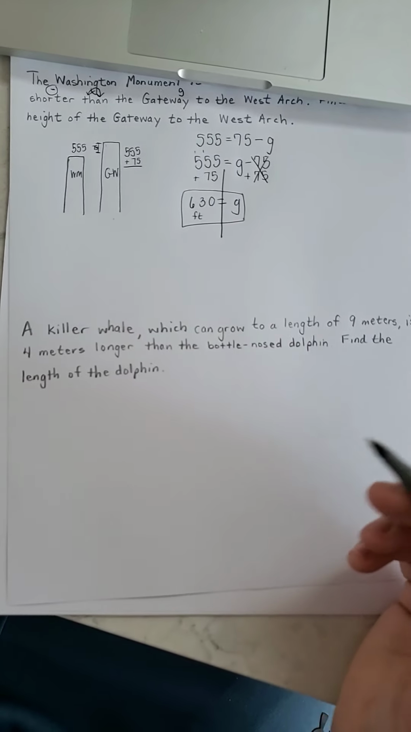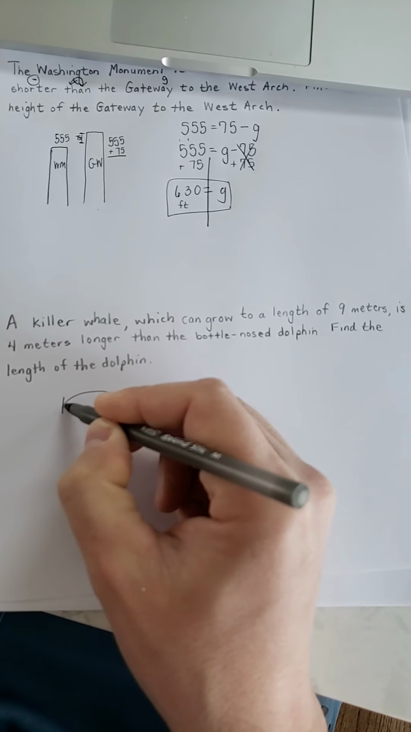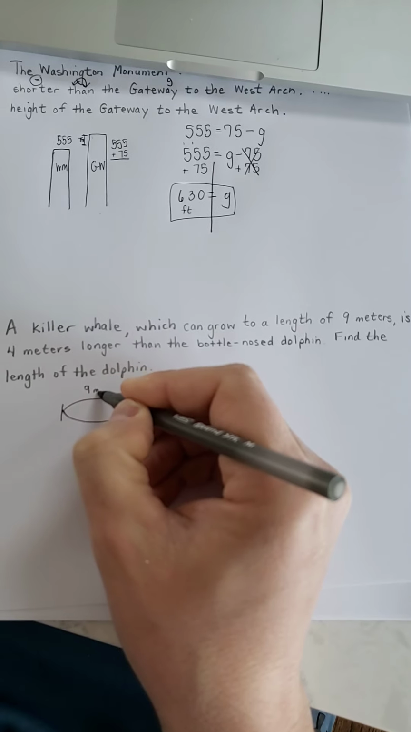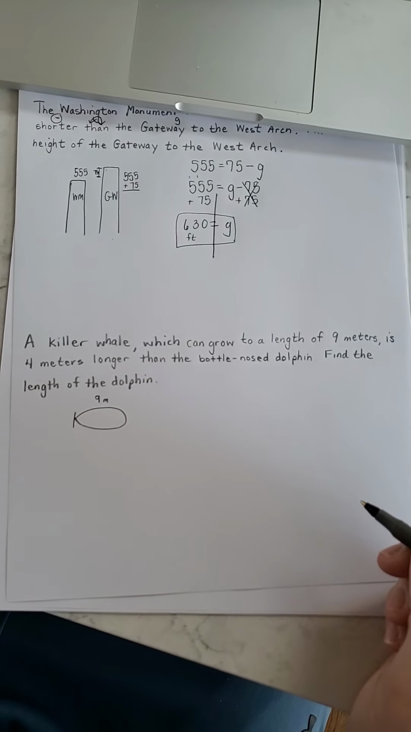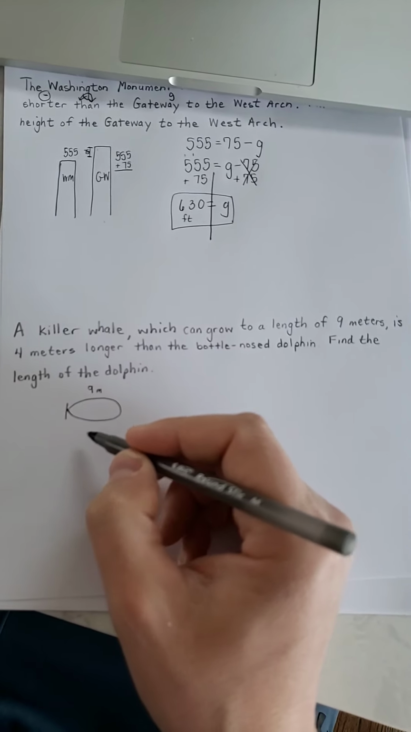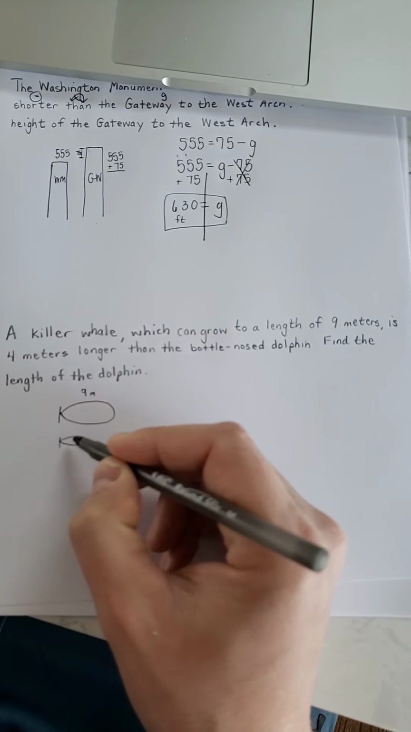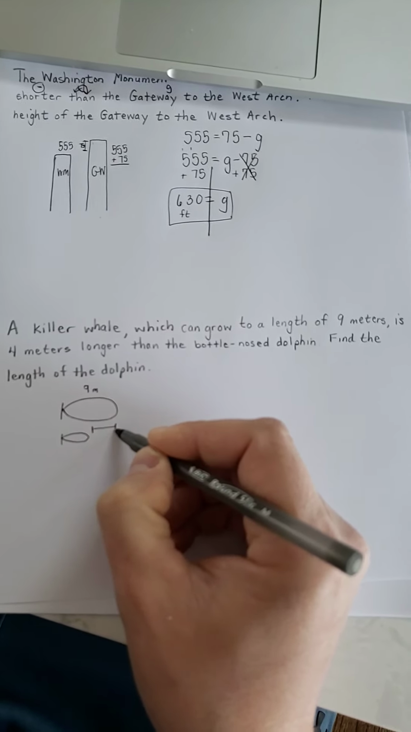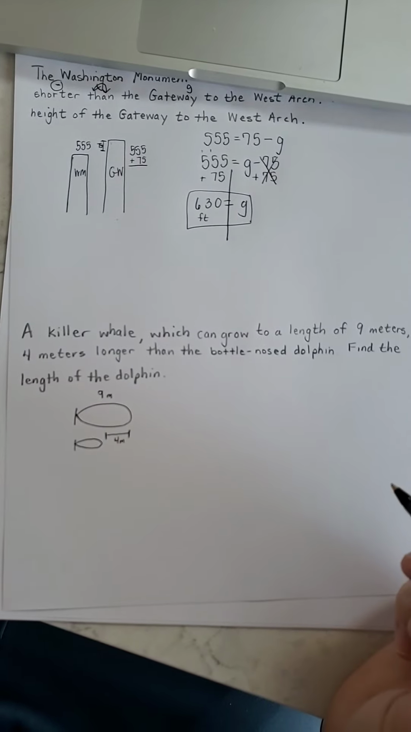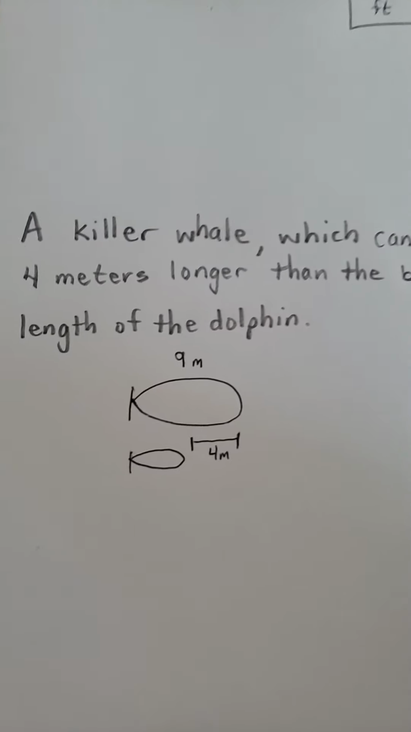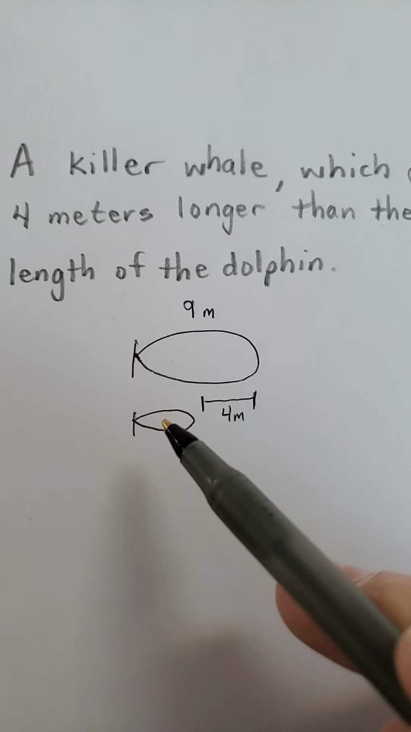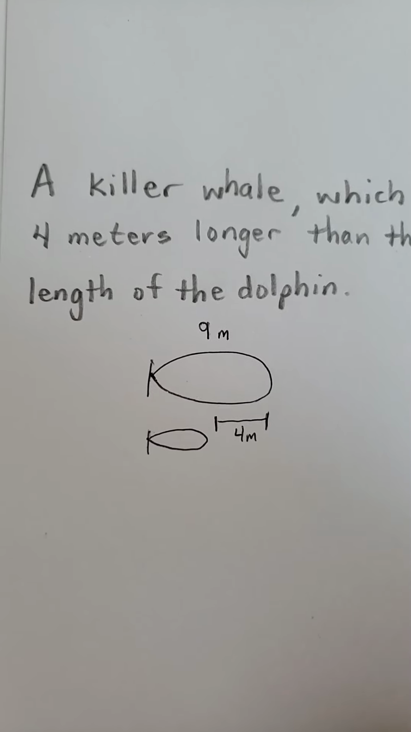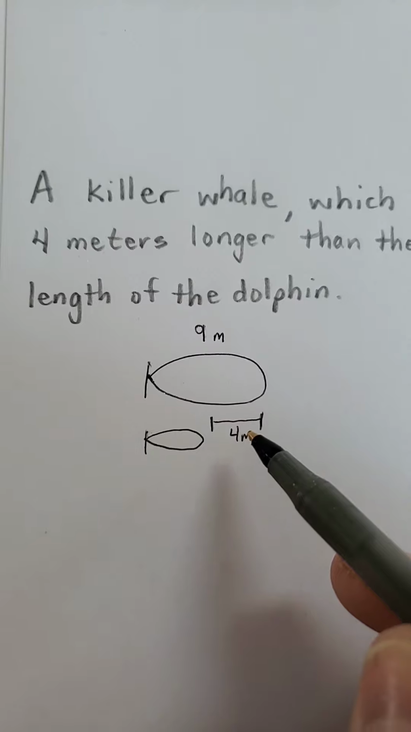Again, you could draw a picture. There's my killer whale. It can grow to 9 meters. That's a great killer whale, by the way. It is 4 meters longer than the bottlenose dolphin. So the bottlenose dolphin has got to be smaller, because this is longer by 4 meters. There's my difference right there, and you need to find the length of the dolphin. As I zoom in, if this is bigger and this is smaller by 4 meters, I have to get smaller. The operations that get me smaller are subtraction and division. But in this case I'm just going smaller by 4, so I subtract.